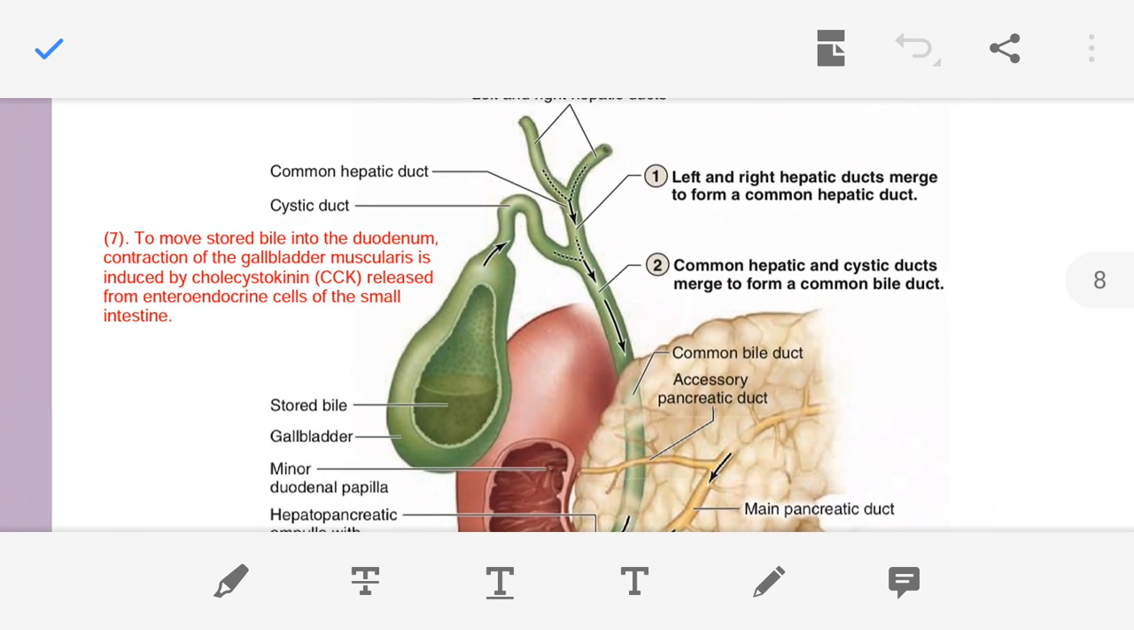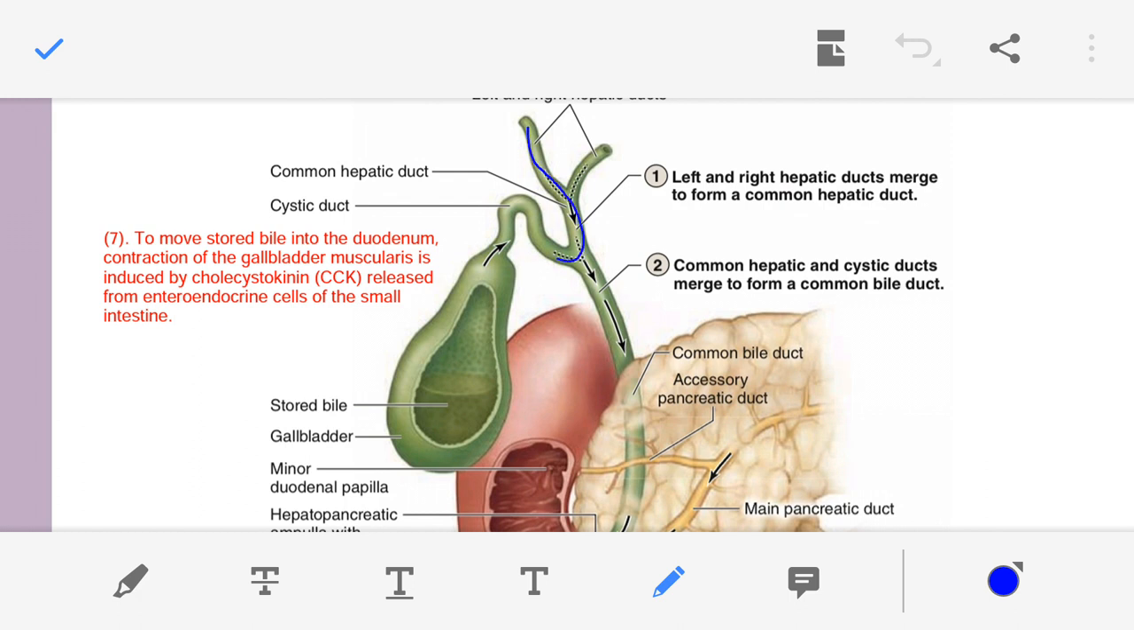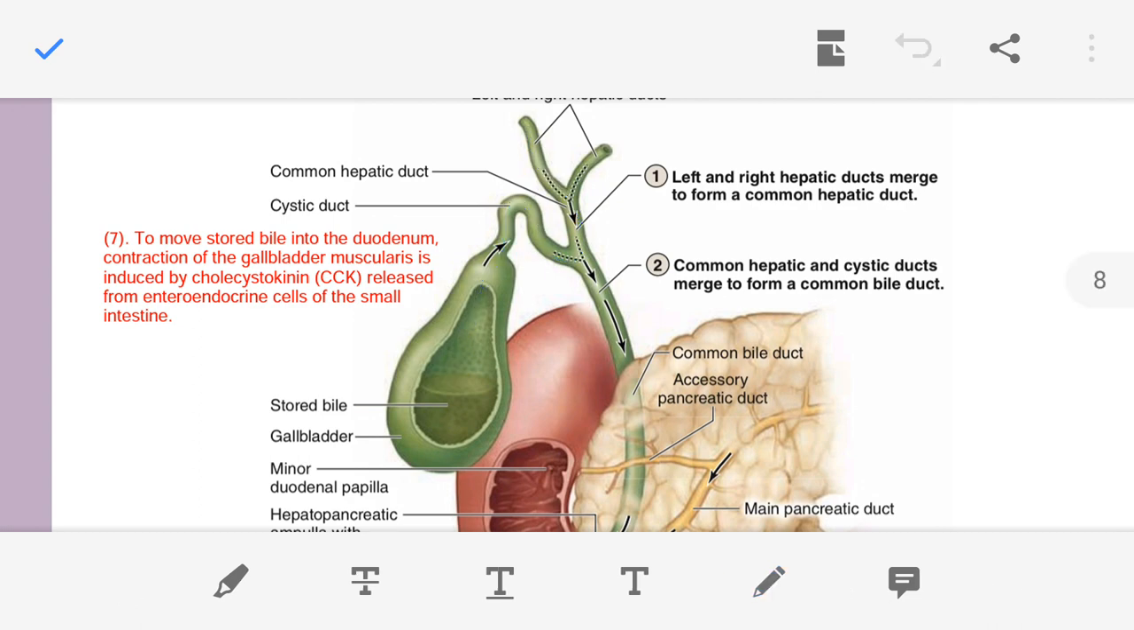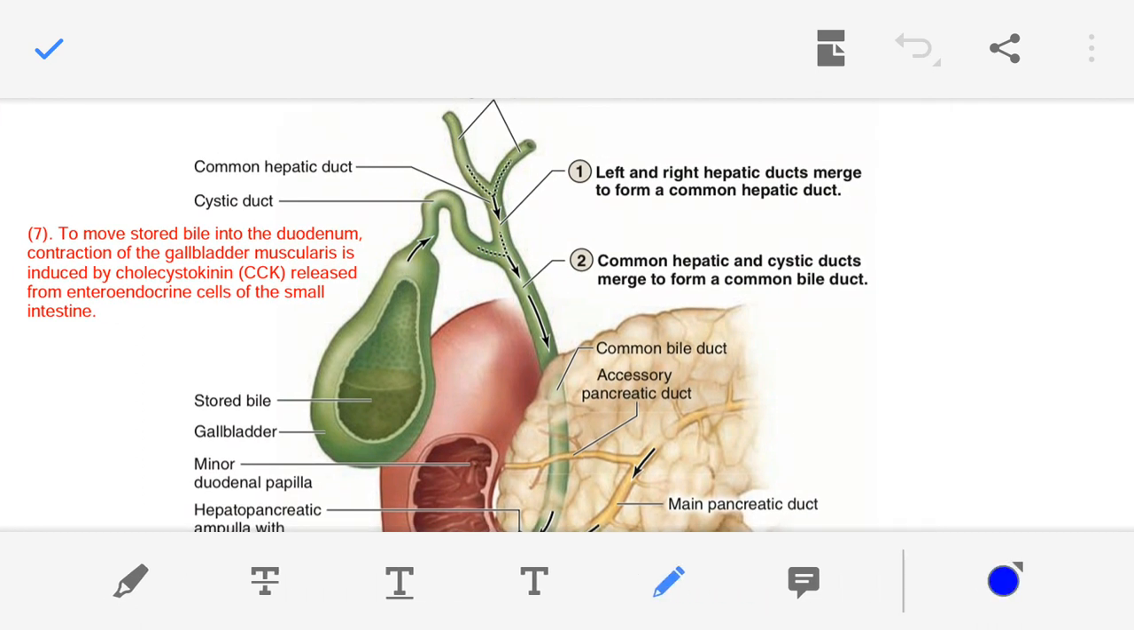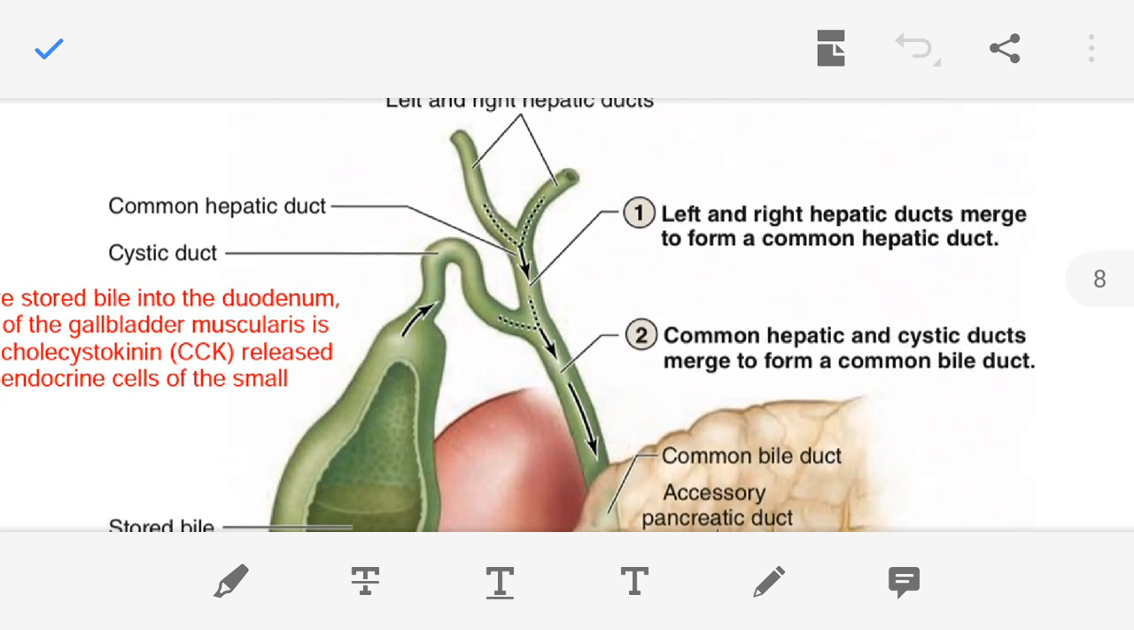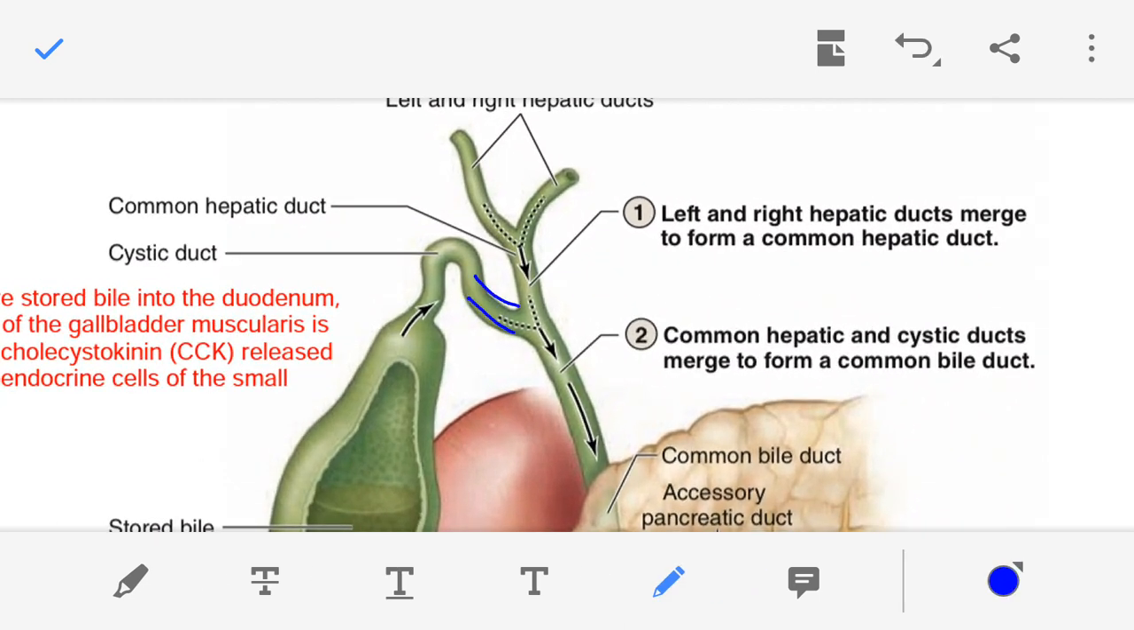Now we know bile is stored in the gallbladder. Now from the gallbladder, the cystic duct is arising, and this cystic duct is merging with the common hepatic duct, and one new duct is formed. So this new duct is known as the common bile duct.